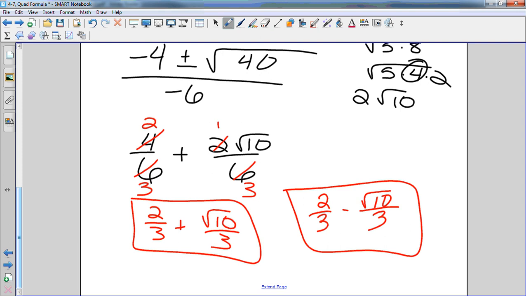You can leave them like that. You don't need to put them in your calculator and get decimal answers. Now, if you had to graph it, you'd probably have to plug them into your calculator so you can get an answer.